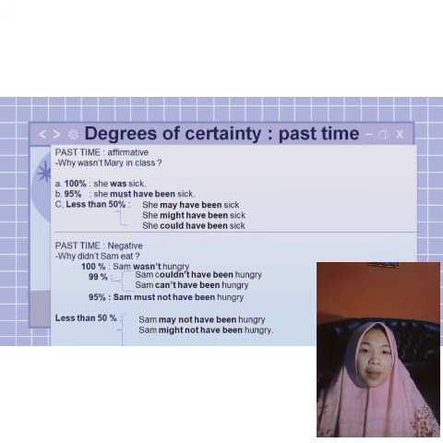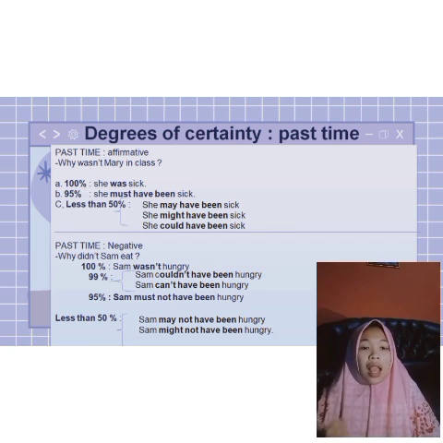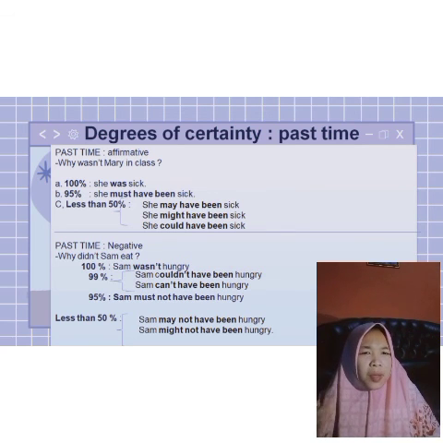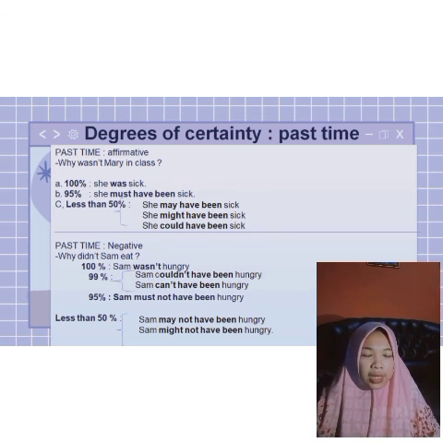In C, the meaning is that the speaker is mentioning one possibility. In D, the meaning is that the speaker is sure. In E, the meaning is that the speaker believes it is impossible for someone to have been hungry. In D, the meaning is that the speaker is making a logical conclusion. In E, the speaker is mentioning one possibility.